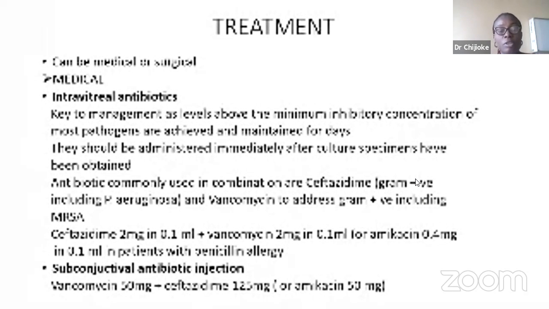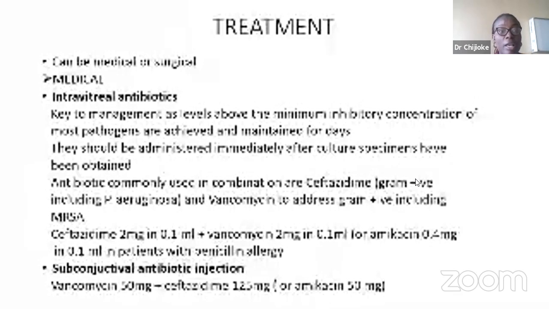Treatments for bacterial endophthalmitis can be medical or surgical. Medical includes intravitreal antibiotics, which is the key to management, as levels above the minimum inhibitory concentration of most pathogens are achieved and maintained for days. They should be administered immediately after culture specimens have been obtained.